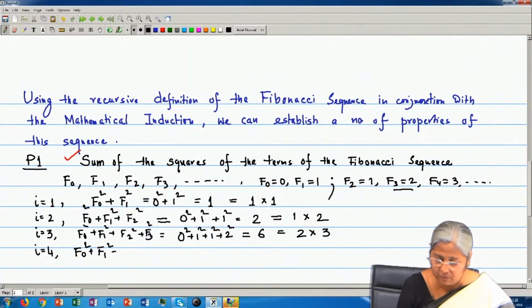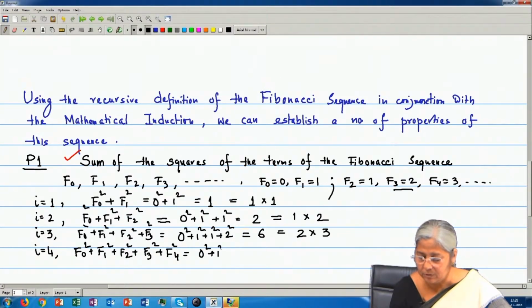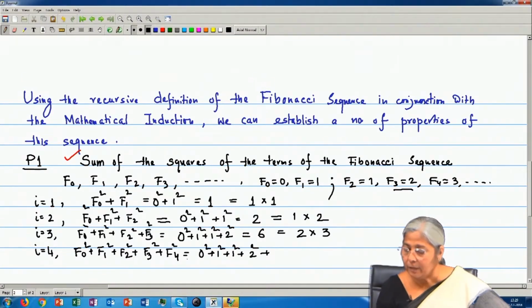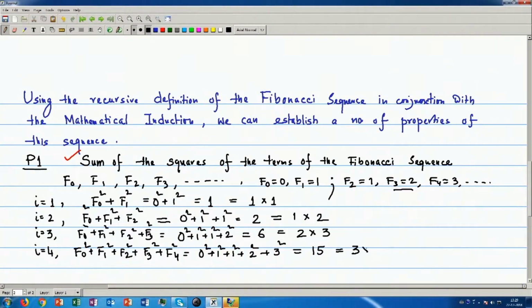Now, if I continue in this way, f 2 square plus f 3 square plus f 4 square, again this becomes 0 square plus 1 square plus 1 square plus 2 square plus f 4 is 3. So, 3 square, and this is 9 plus 6, this is 15, this becomes 3 into 5.